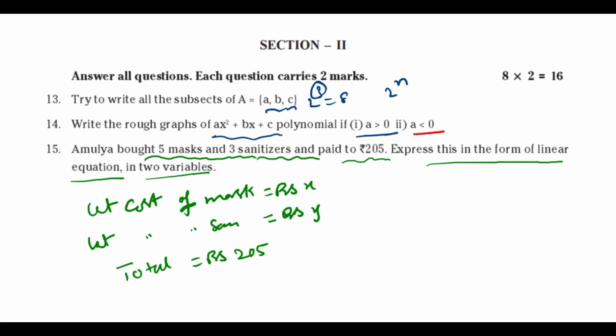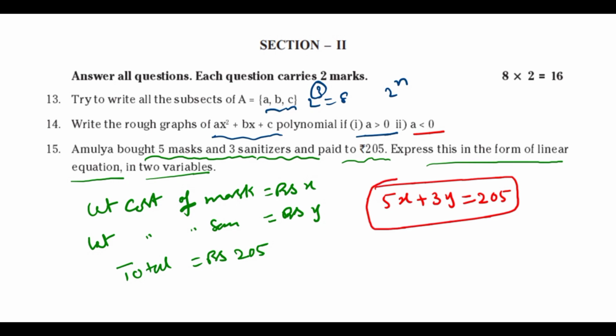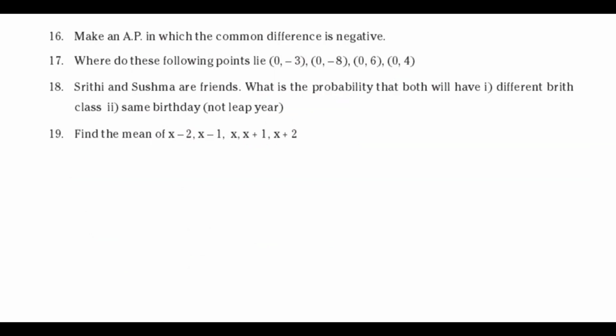That is 5 mask 5x plus 3 sanitizer 3y is equal to 205. Okay, so this is the linear equation. Directly most of the students are writing this one directly. So with this we'll get only 1 mark. So these steps are also compulsory. Then only we'll get 2 out of 2 for this model question. Okay, compulsory, this model.